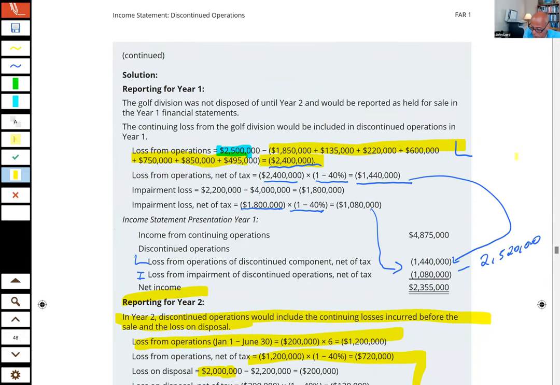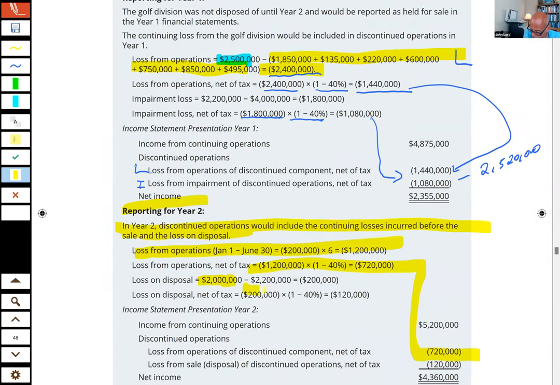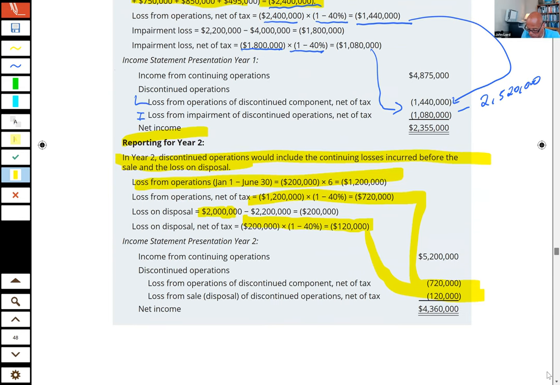And so they have this $200,000 loss from the operation. Report that net of tax. That's 120. Now, again, they could report this entire amount, 720 plus 120. It could have been reported as one amount. What does that come to? 840. You could have shown one amount. That'd be 840. Am I doing my math right?